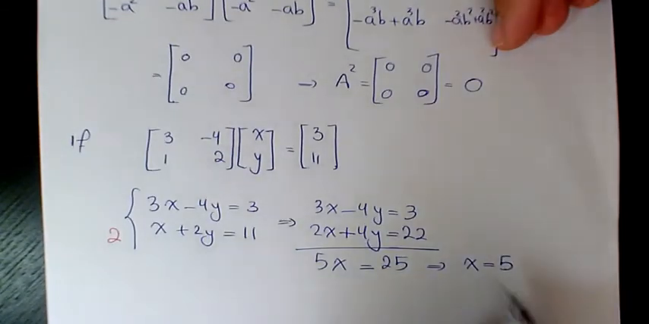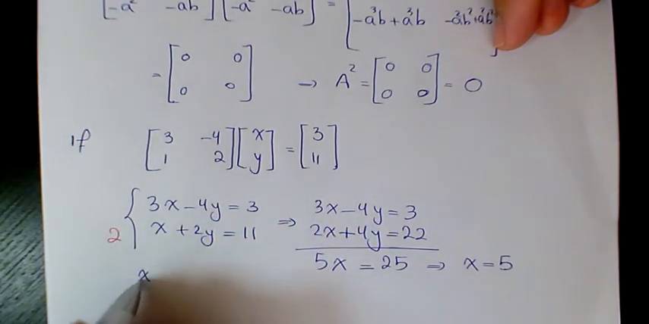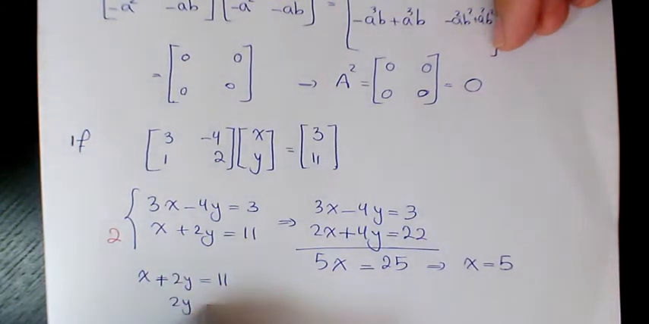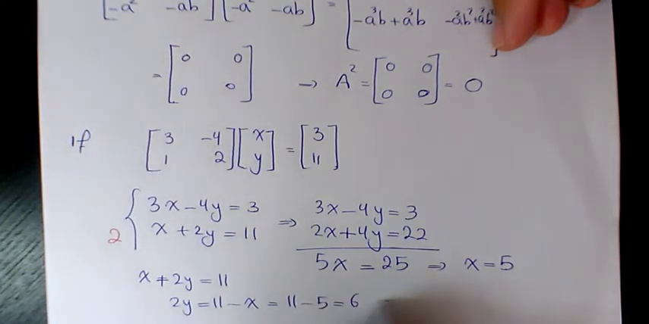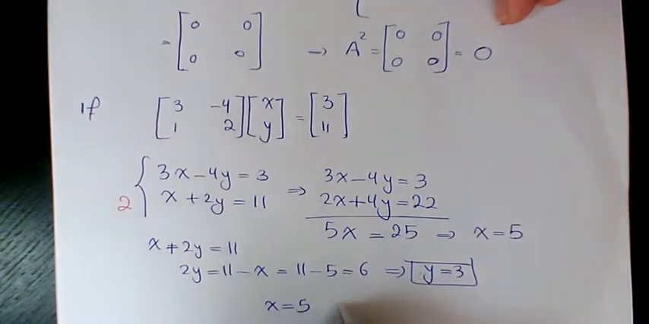What about y? We just sub it into any of these equations. x plus 2y equals 11. It means that 2y equals 11 minus x, which is 11 minus 5. That's going to be 6. So y will be 3. So x is 5, y is 3.